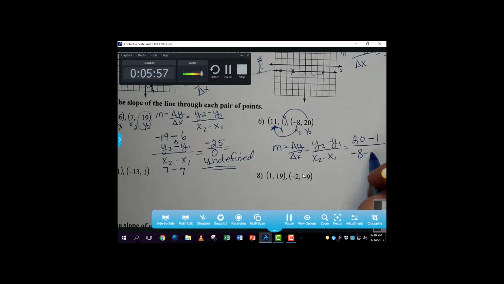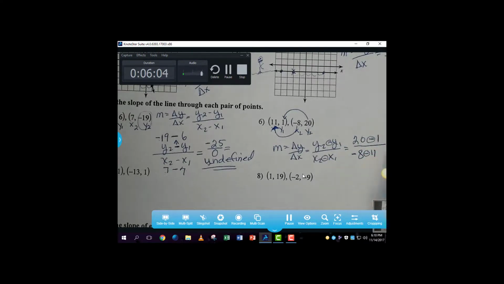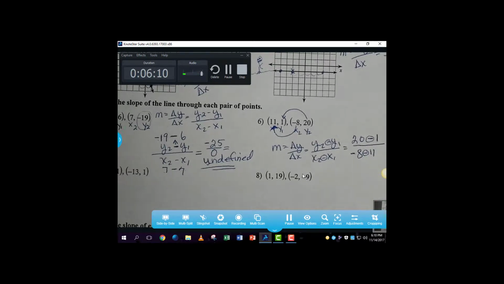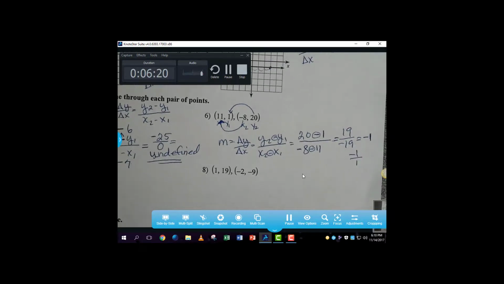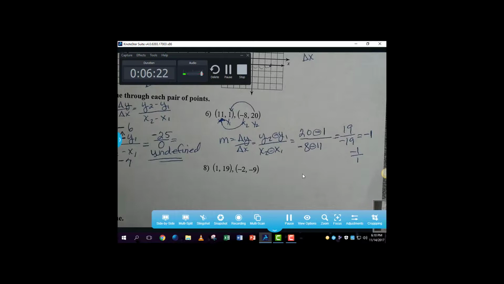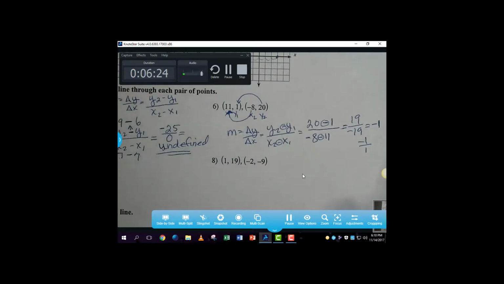Negative 8 minus 11. And why are there minuses right here? Because that's part of the formula. So 20 minus 1 is 19. Negative 8 minus 11 is negative 19. 19 divided by negative 19 is just negative 1. If you want to say negative 1 over 1, because you want to keep it as a fraction, you can do that too.